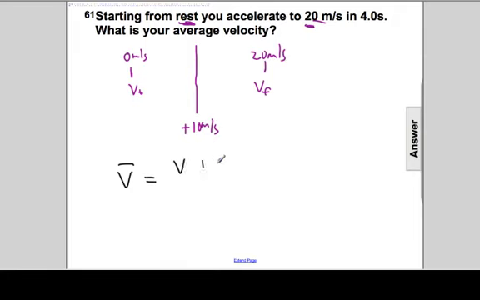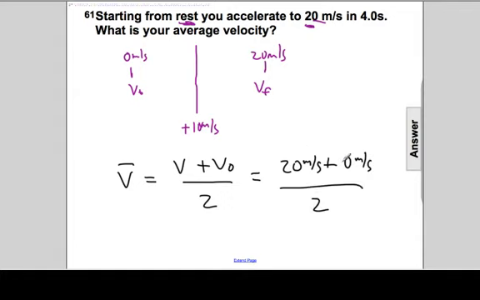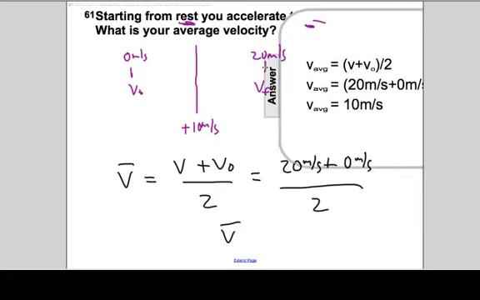It's v plus v naught divided by 2, and the final speed is 20 meters per second, plus the starting speed is 0 meters per second divided by 2. 20 plus 0 divided by 2 is positive. Oops, let's erase. Got ahead of ourselves. The answer is, let's just pull out the tab. I think we have it. Positive 10 meters per second.